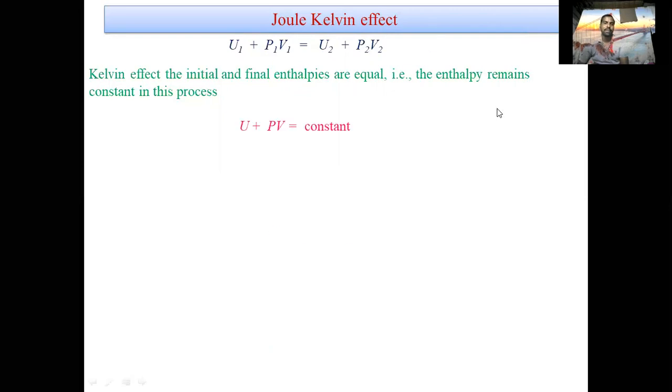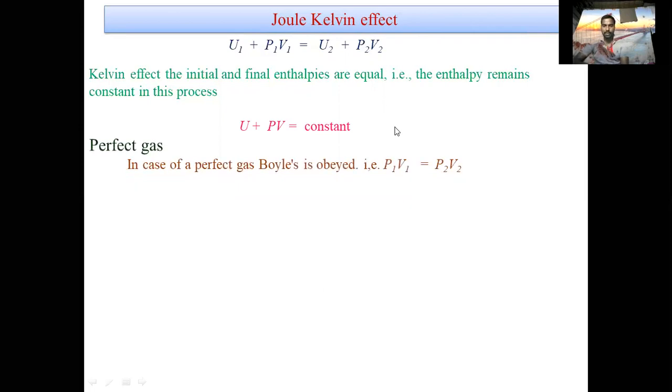Now PU plus PV is equal to constant. Now this effect applies to the perfect gas and real gas. How does the change in enthalpy achieve a cooling effect or heating effect? There is no change. Now we have to take a perfect gas.